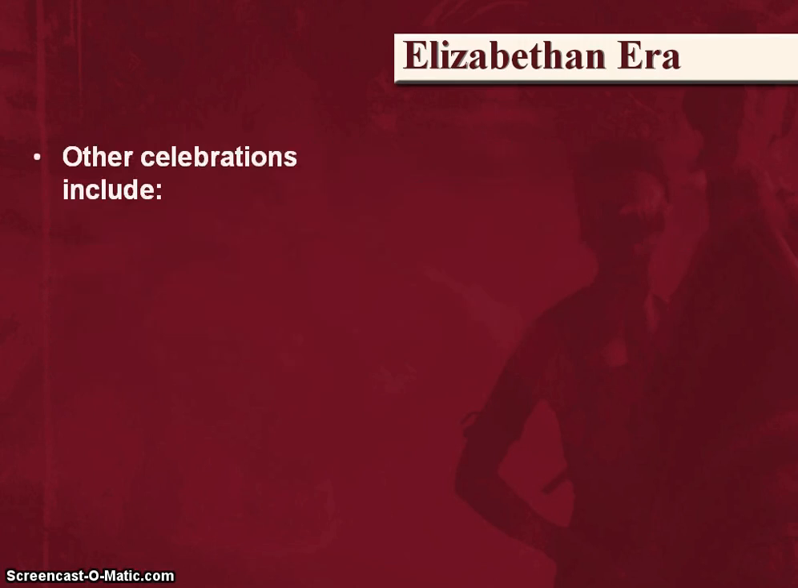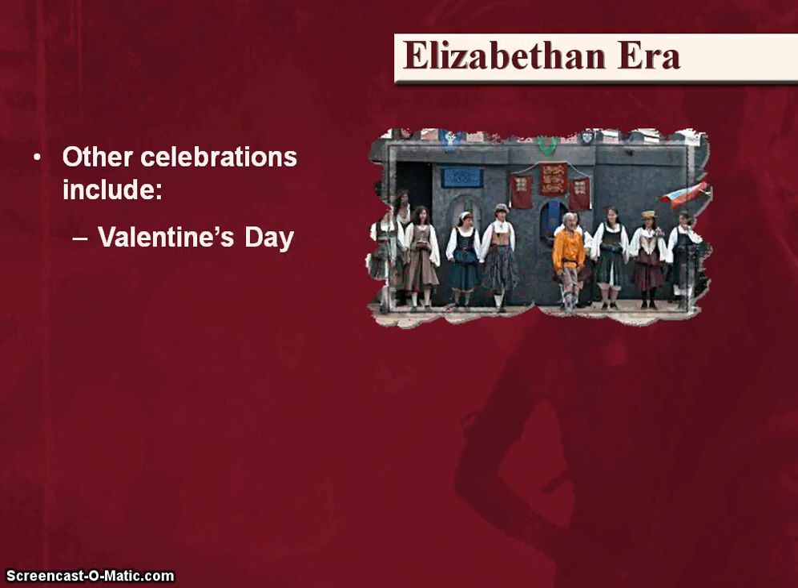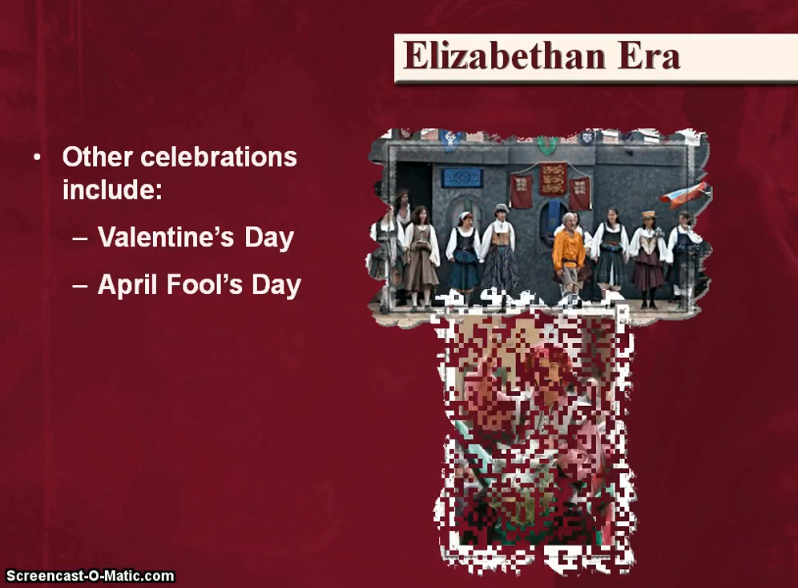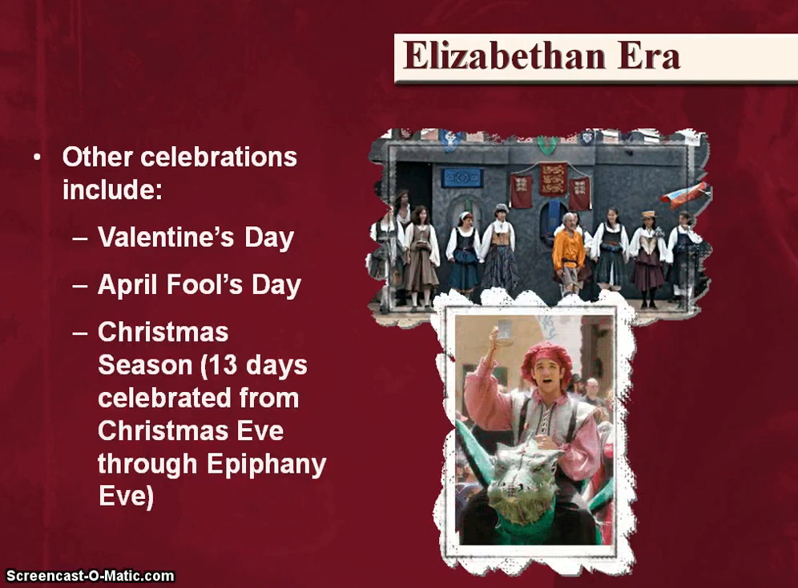Other celebrations from the Elizabethan era that continue today, not only in England but also across America, include Valentine's Day, April Fool's Day, and the 12 days of the Christmas season, which are celebrated from Christmas Eve through the Epiphany Eve, which is January 5th.